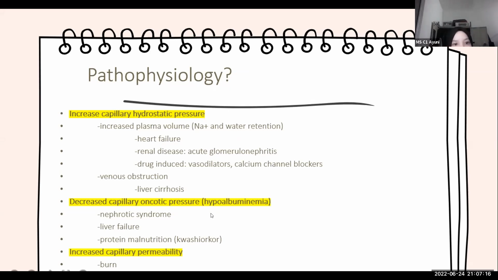And then there is decreased capillary oncotic pressure, which is caused by hypoalbuminemia, an example being nephrotic syndrome. Because of proteinuria, the patient will have hypoalbuminemia, causing reduced oncotic pressure, which is why water will be pushed out of the capillary, causing edema. Other examples are liver failure and protein malnutrition. And then another one is increased capillary permeability, which will cause a localized edema, for example burns or sepsis.